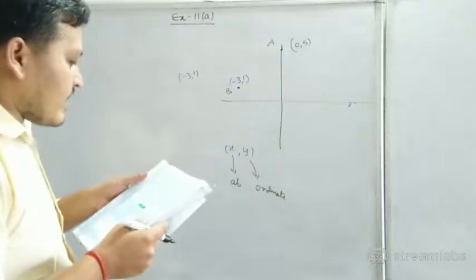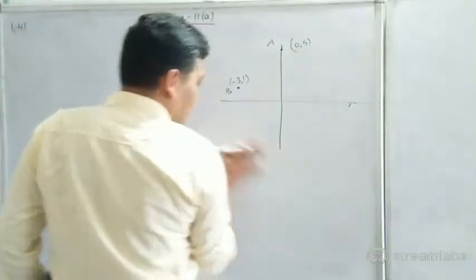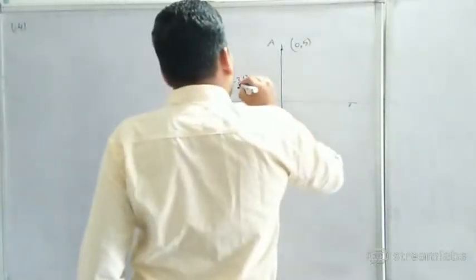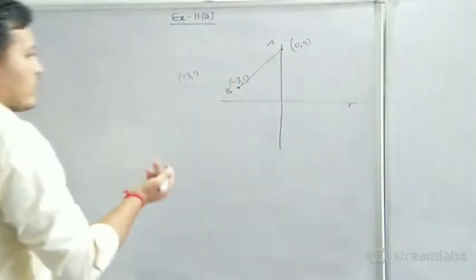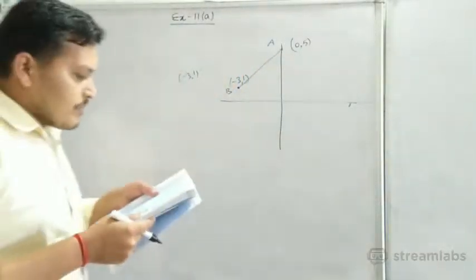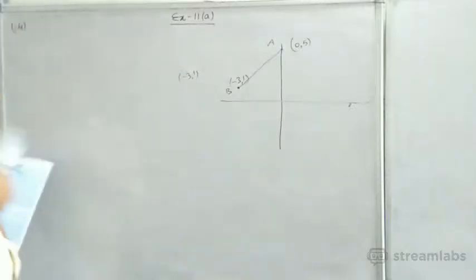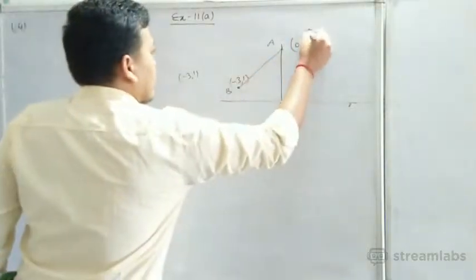The question is to calculate the length of AB. What is the problem? Nothing is the problem. The question is to calculate the length of AB. You can calculate it easily by using the distance formula.